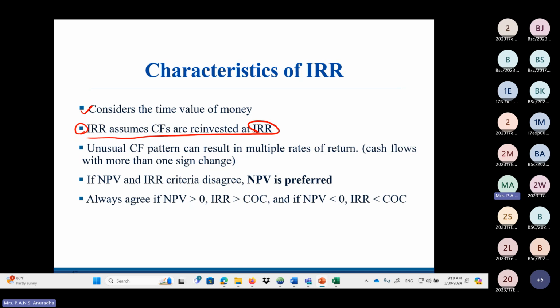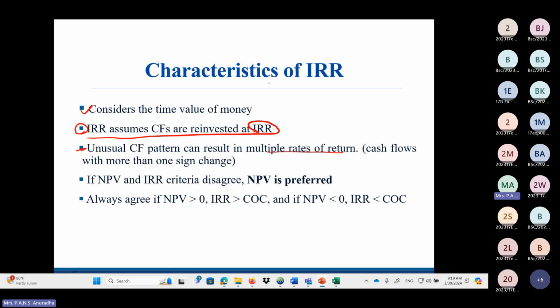So there can be a disagreement, a conflict in project selection by NPV and IRR because of this unrealistic reinvestment assumption. I think you realize this point, right? If you need further explanations, please let me know. Right. So the third one: unusual cash patterns can result in multiple rates of return.